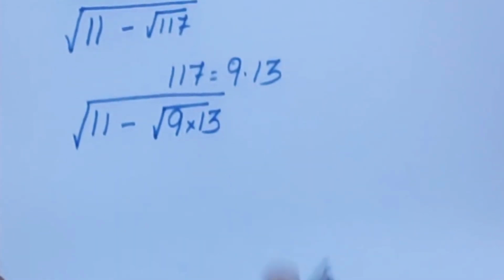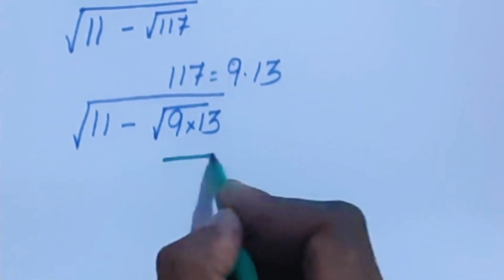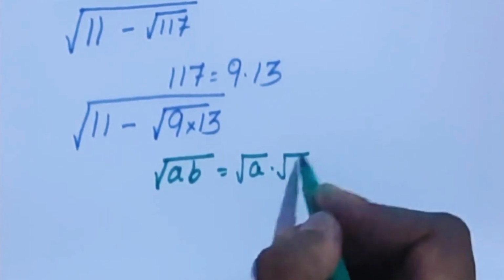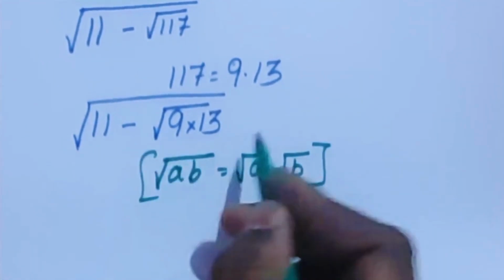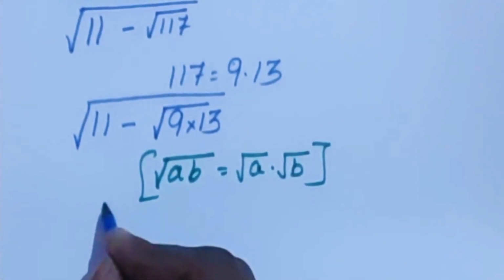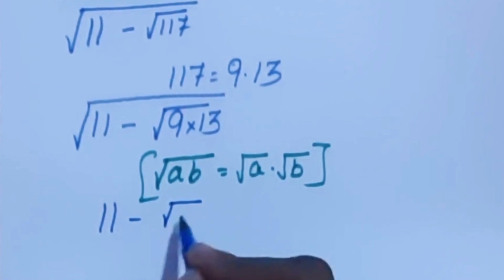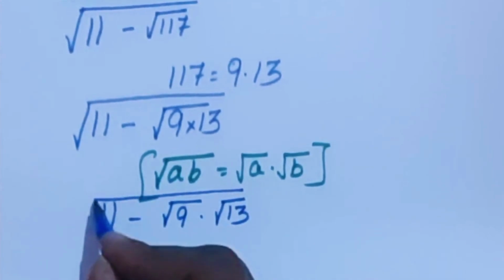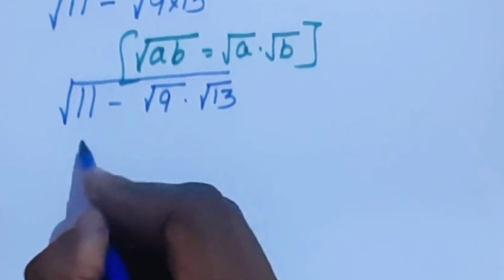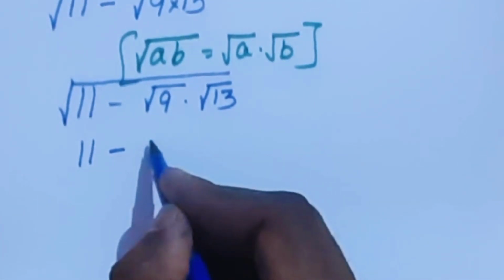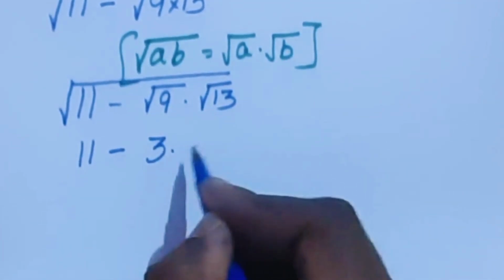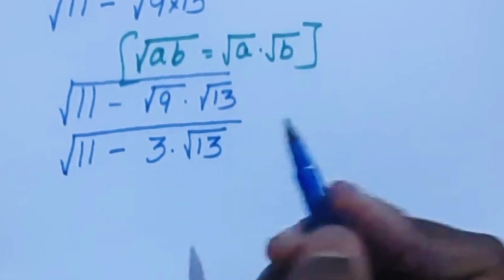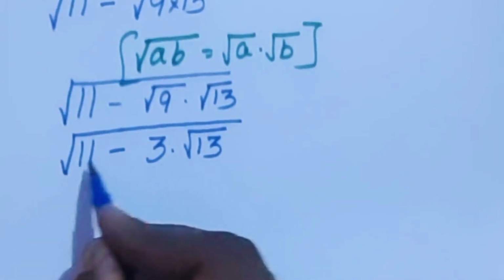Now here we are going to apply this formula: square root of AB equals square root of A times square root of B. This we are going to apply here. So we'll get square root of 11 minus square root of 9 times square root of 13. Now the square root of 9 can be written as 3, so we get square root of 11 minus 3 times square root of 13. Now we are going to multiply by 1 this.